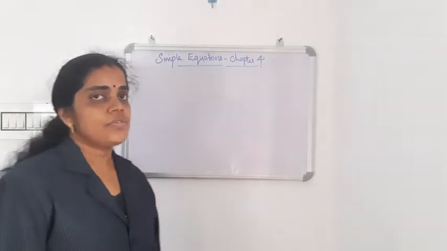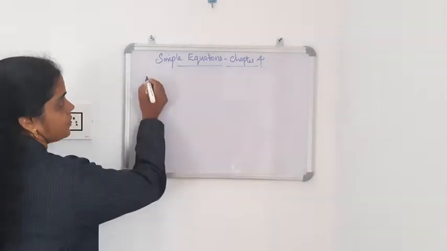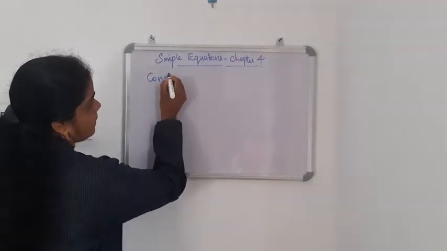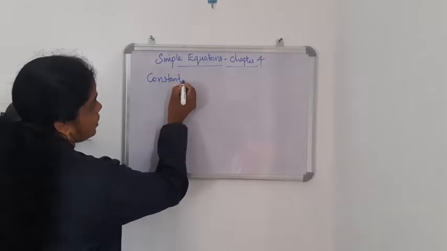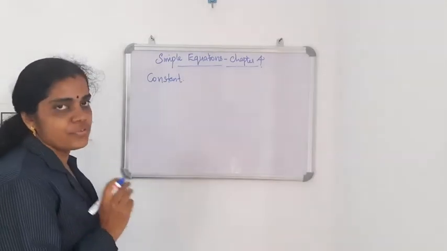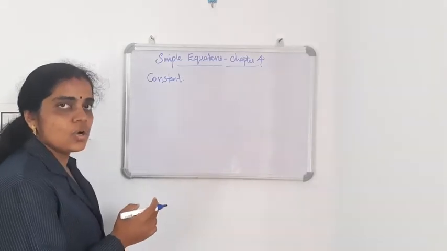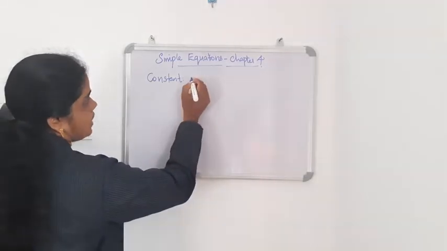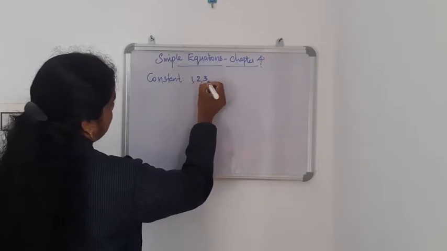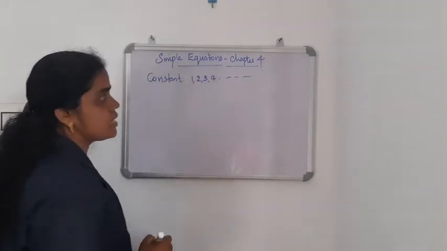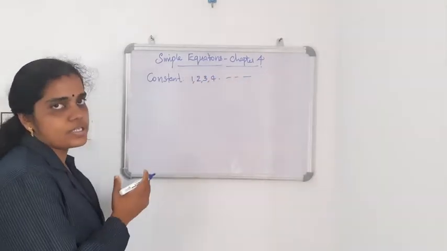Okay, so first one is constant. What is constant? Constant means it has a fixed value. That means all numbers we can write as a constant. Usually we are using integers also we can write as constant.